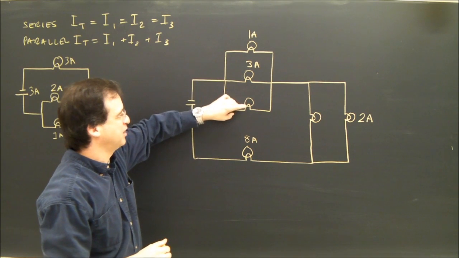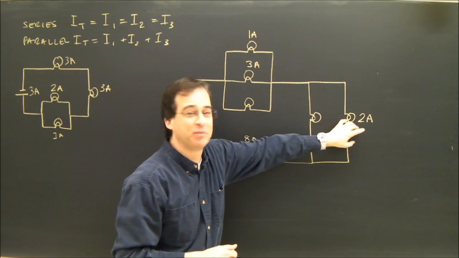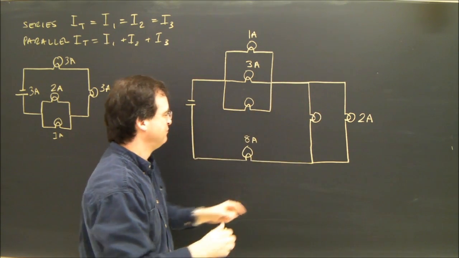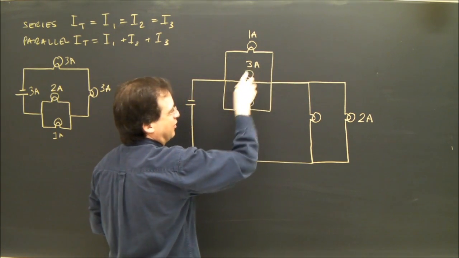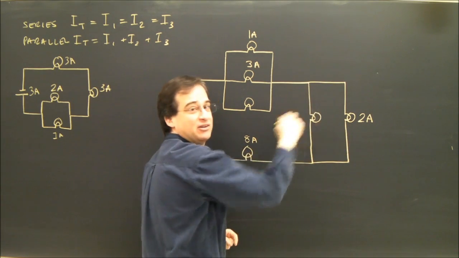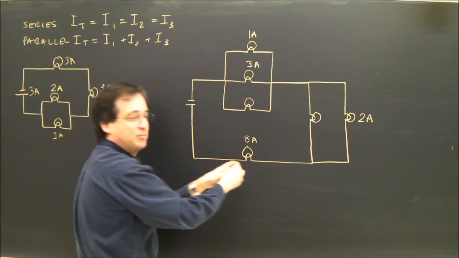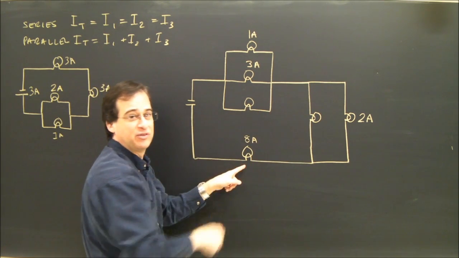I've got these 3 in parallel. I've got these 2 in parallel because the electricity can go this way or that way. It has a choice. This parallel set here is in series with this parallel set here. So everything goes through there, then it goes through there, and then they all come through here. These ones are in series with this one.